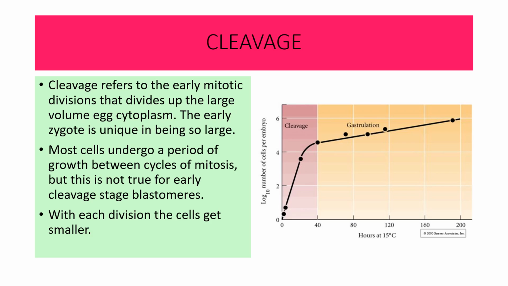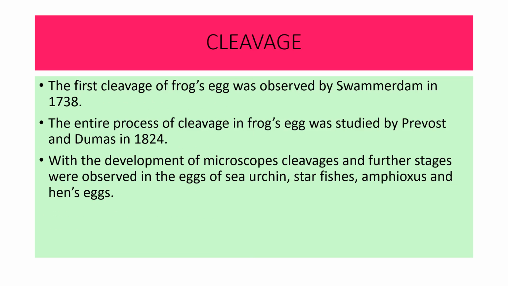So in this graph, we can see that during cleavage, the number of cells increases abruptly to a large number, and later on this growth decreases. The first cleavage of the frog egg was observed by Swammerdam in 1738, whereas the entire process of cleavage in the frog's egg was studied by Prevost and Dumas in 1824. With the development of microscopes, cleavages and further stages were observed in the eggs of sea urchins, starfishes, amphioxus, as well as the hen's egg.